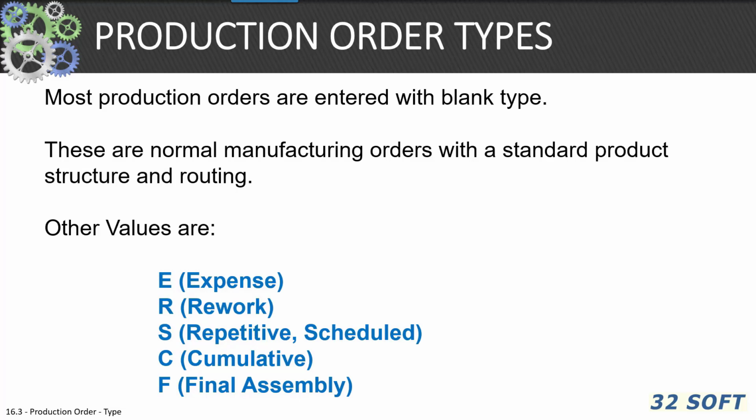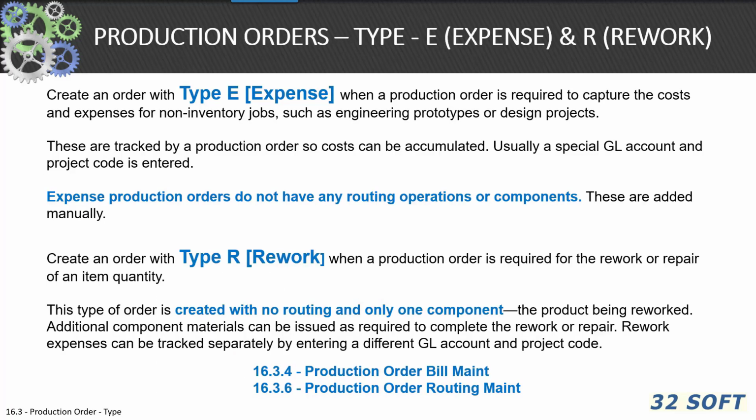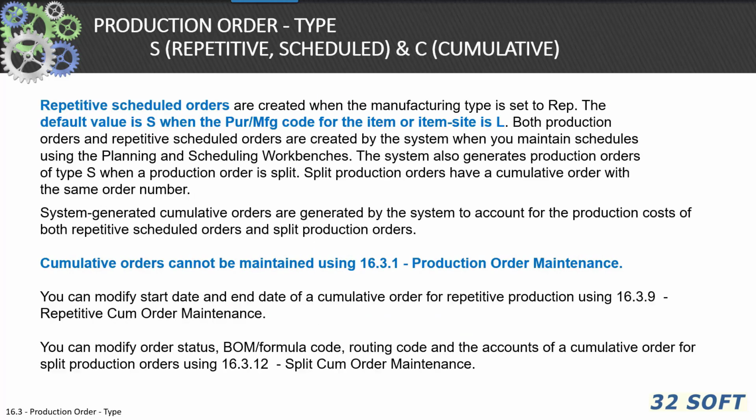Production order types are pretty much the same. Blank is a standard work order, uses standard product structure or the alternates that we talked about. You can use expense work orders and rework work orders. Expense orders don't have any routers or operations; you create them in the new 16.3.4 and 16.3.6. You've got the rework, which creates a work order with only one component, obviously the part that you're going to rework, and no router, so you build your router or add additional parts.